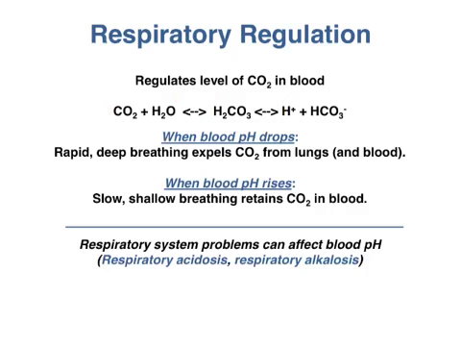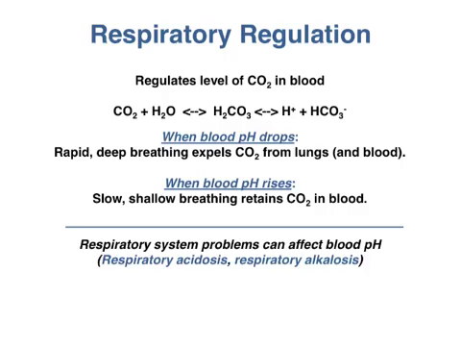If you decrease the amount of carbon dioxide in the blood, that pulls this whole equation to the left, decreasing the amount of carbonic acid and decreasing the amount of free hydrogen ions in the blood. So your body uses your breathing, your respiratory rate and depth, to control blood pH.